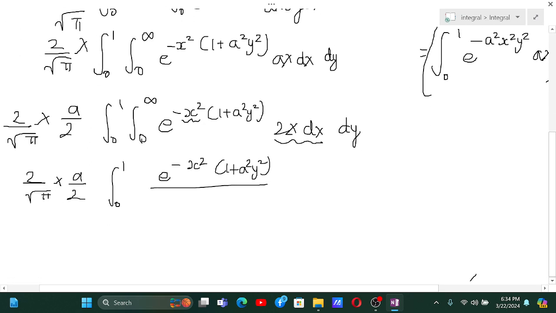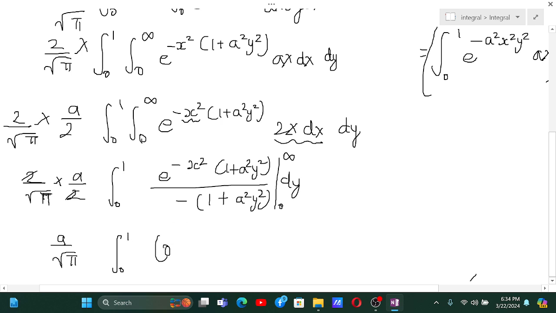Okay, now fine. This is root pi, and 2 cancels out. And by minus of 1 plus a square y square dy. Now this is a by root pi. And this should be evaluated from 0 to infinity. I forgot to write that. Now this integral from 0 to 1. At infinity this is 0, and then minus minus plus. At 0 the upper part is 1, so 1 by 1 plus a square y square dy.